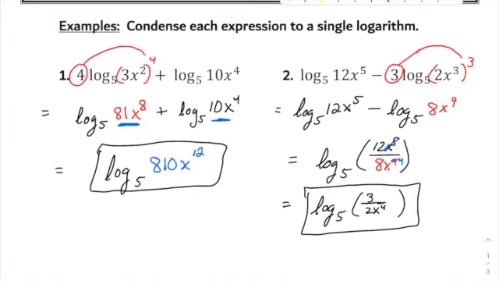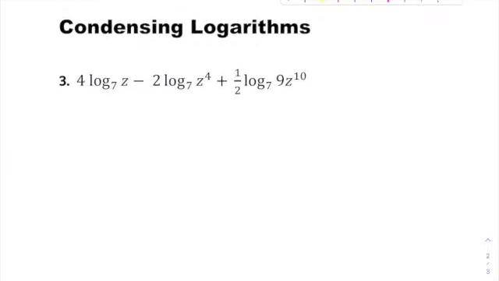Okay, so there's an example of addition and subtraction. I've got a couple more, a little more complex ones, but those are two pretty good examples, and we used all three properties there. So let's just take a look at something like this.